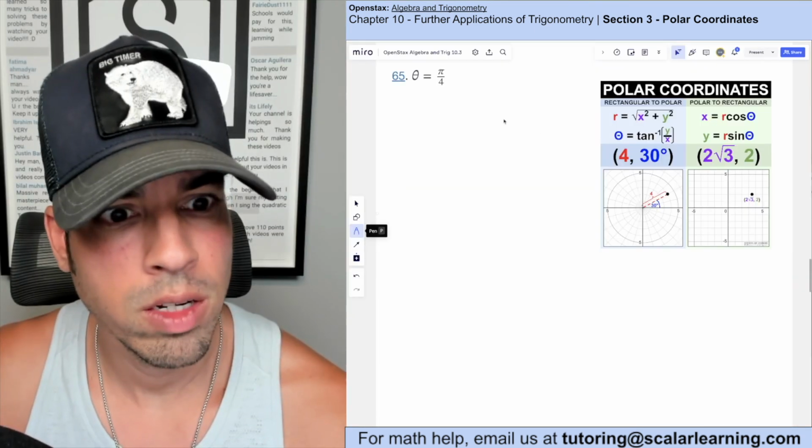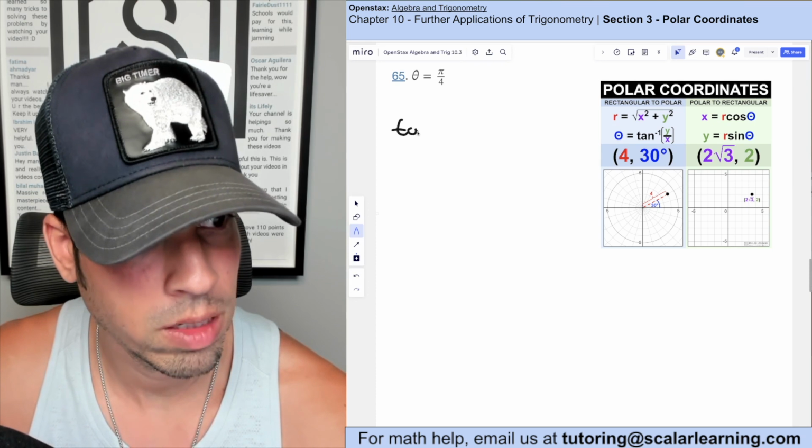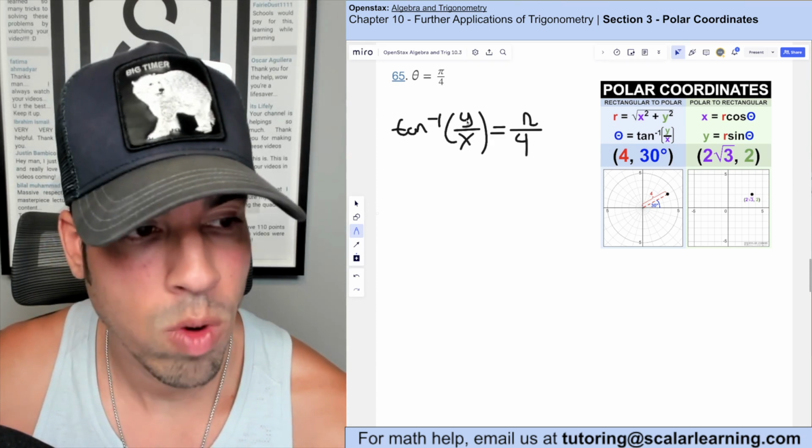Done. So for this one, I know that theta is equal to arctangent of y over x. So I'm going to replace that now. And then I want to isolate the y over x first.